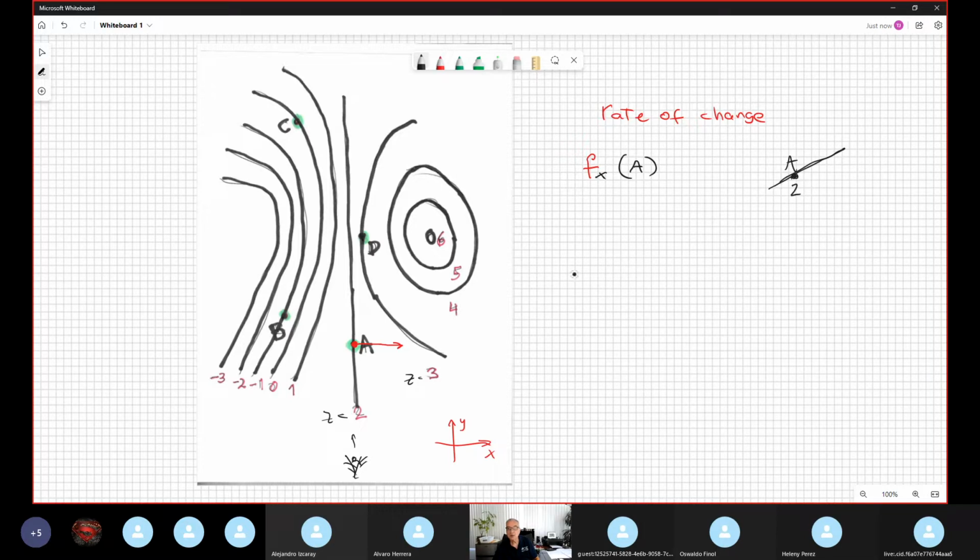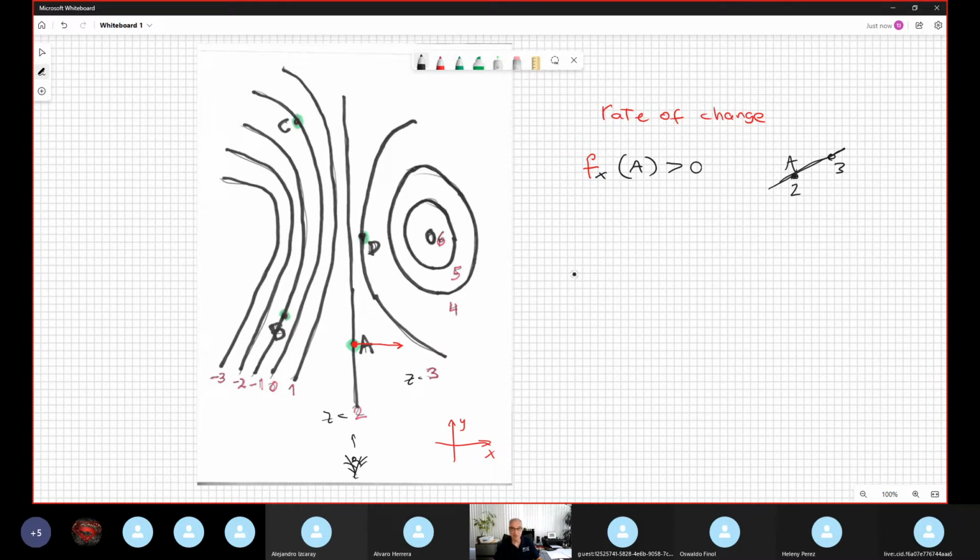This is 2 and this is 3, maybe, no? Do you see or no? Do you see or no? A ver, yes, you see Ernest, this is it. So it's obvious. Looking at the level curve, I can infer that this derivative is positive.